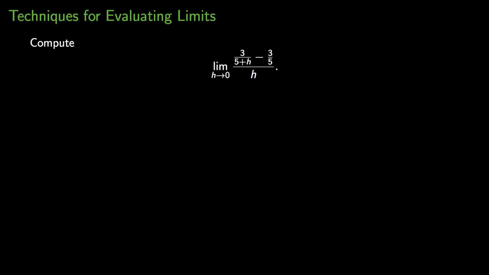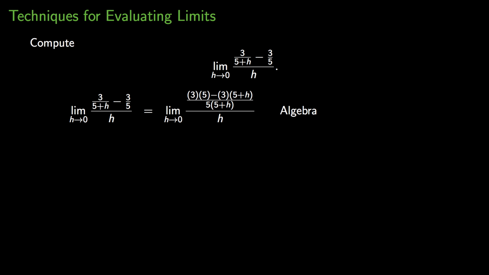So the thing to do is to change that expression with algebra until we can use our limit properties to evaluate. And so what I'm going to do is start by, I don't like compound fractions. I'm going to start by combining those two little fractions in the numerator by finding a common denominator and subtracting.